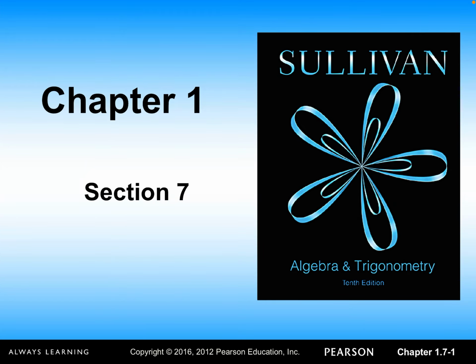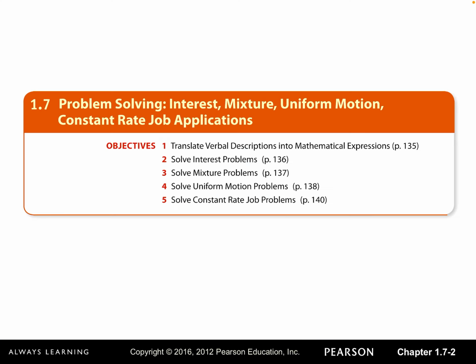Today we study Chapter 1, Section 7. In this section, we're going to learn how to translate verbal description into mathematical expression, and then how to solve interest problems, how to solve mixture problems, how to solve uniform motion problems, and how to solve constant rate job problems. Okay, those are the 5 objectives for this class.